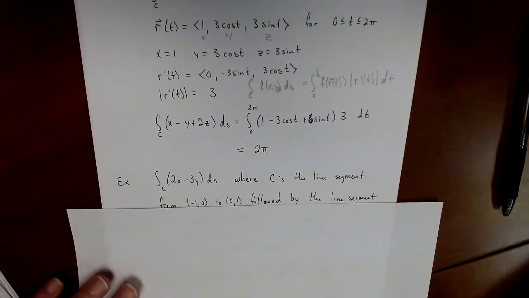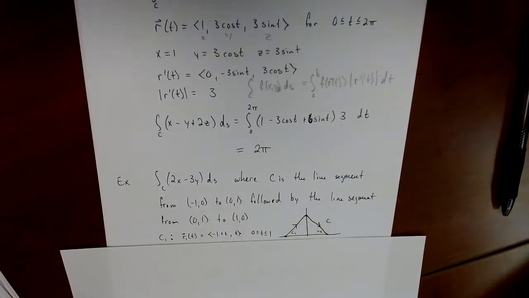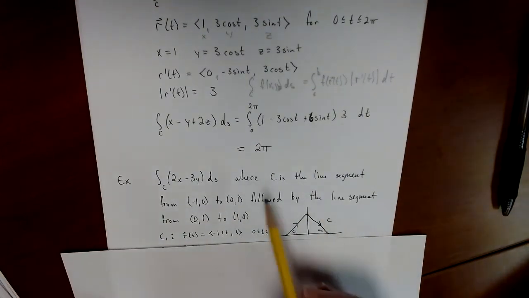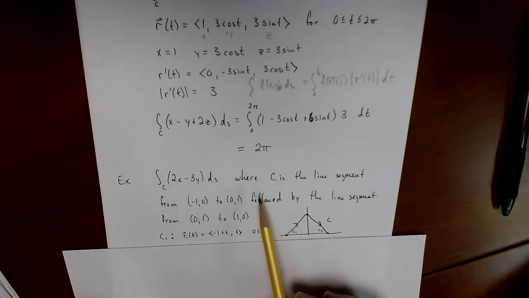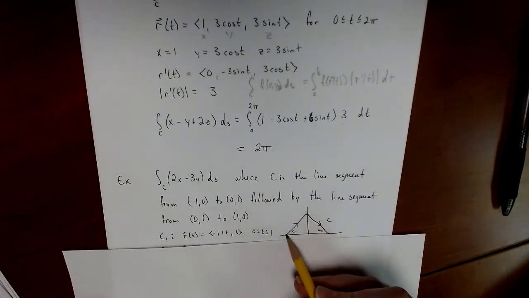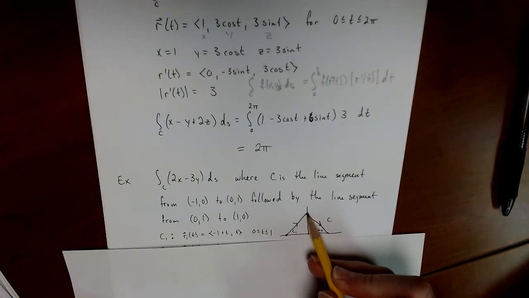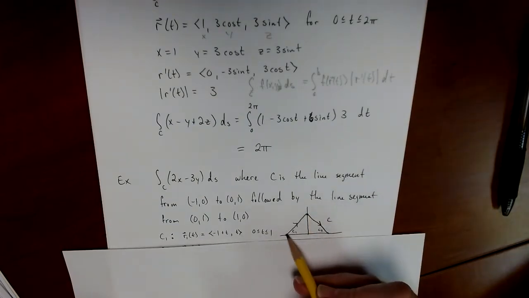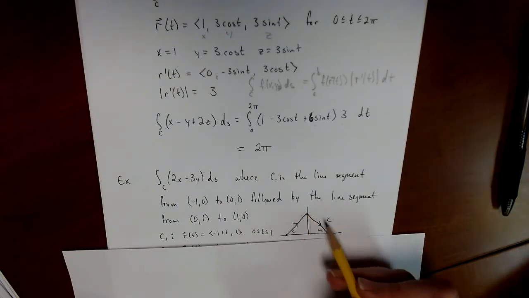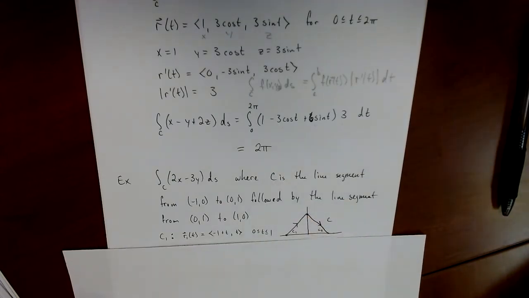Another example with a little bit of a different curve. So we're going to integrate over C, 2x minus 3y, where C is the line segment that goes from negative 1, 0 up to 1, 0, and then down from there, from negative 1, 0 to 0, 1, and then from 0, 1 down to 1, 0.